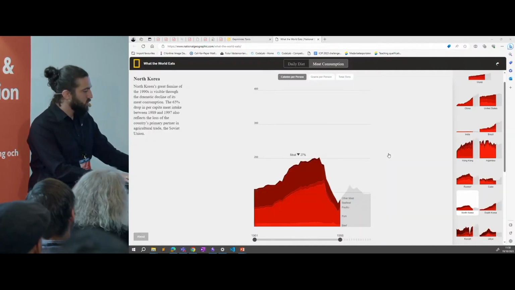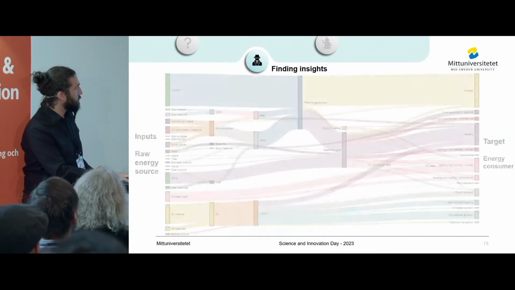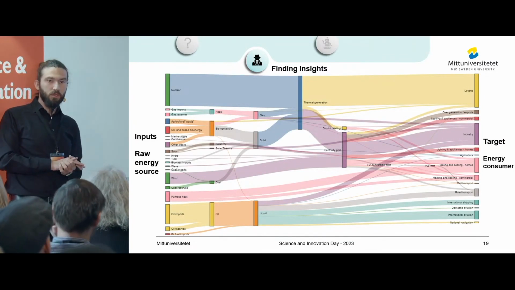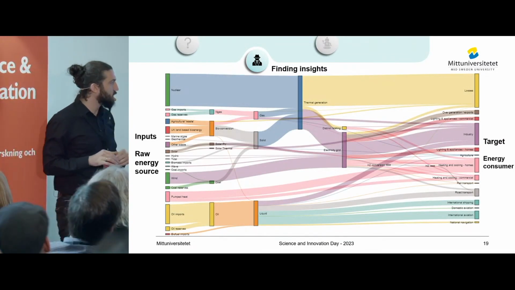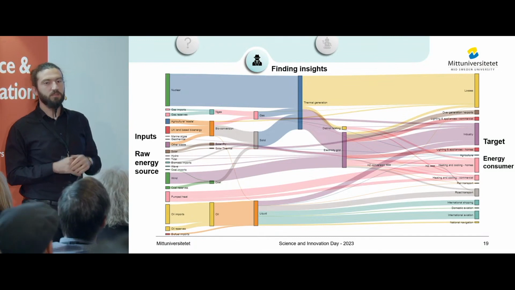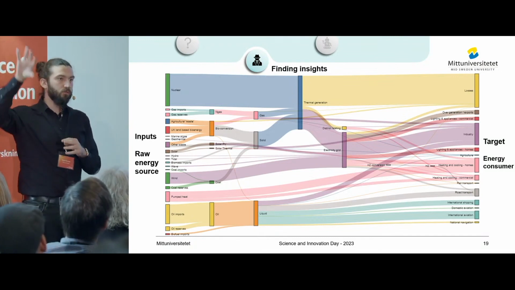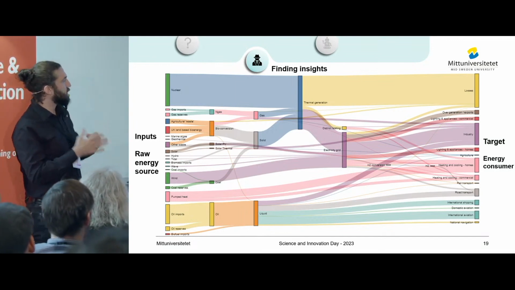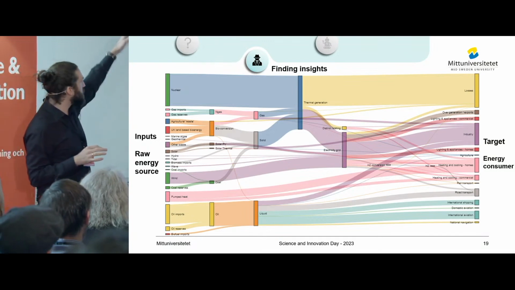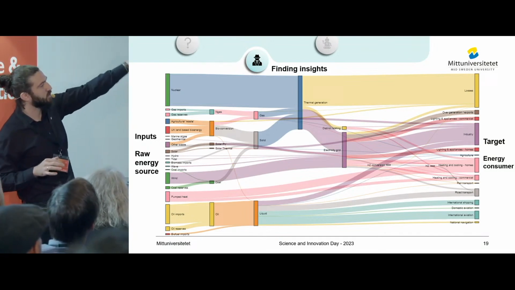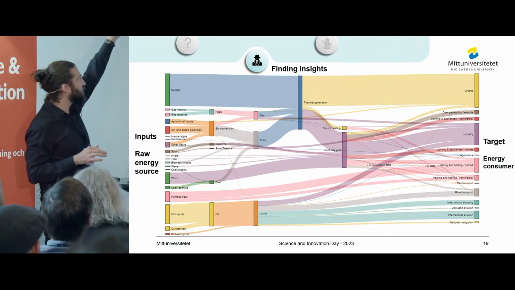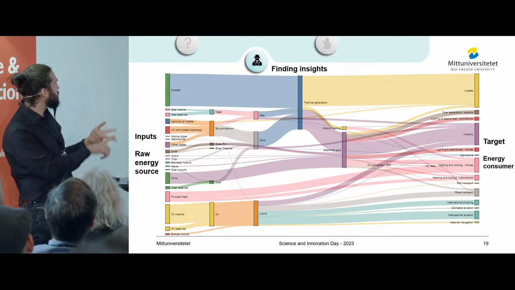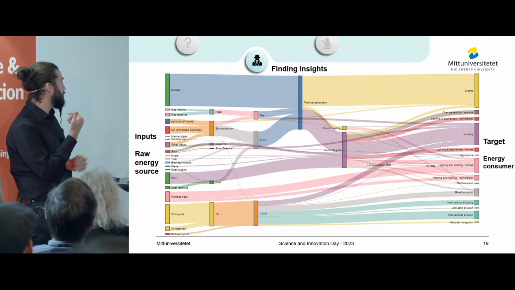Then we can also try to analyze, try to play data detective through static visualizations as well. This is what is called a Sankey flow diagram, and it is designed to show what flows from one state to another. So in this case, what is the energy flow from the inputs, raw energy sources, to the target, that is the energy consumer. So we have different types of sources: nuclear, gas reserves, bioenergy, solar, hydro, wind, coal reserves, oil, etc.